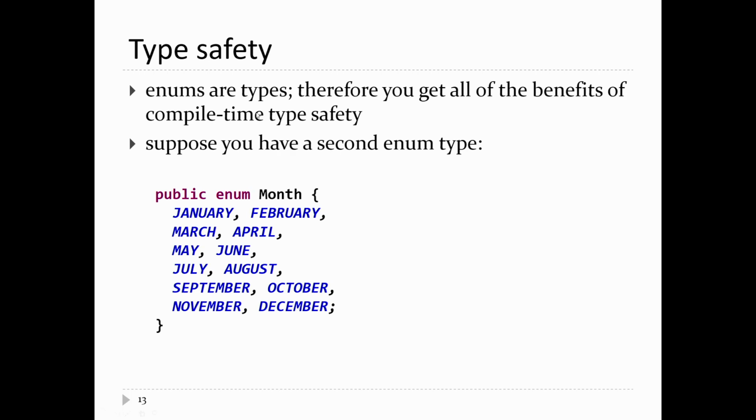Now, by making enumerated types actual classes, you get all the benefits of type safety. In other words, if you make the enumerated type Month, you can write a method that takes in a Month, and it will only take in one of these 12 objects. If you try to pass in a day, it doesn't work. It doesn't even compile, because your method is taking in an instance of a Month. It's not taking in an instance of a Day or any other enumerated type. So now you get all the benefits of type safety as well.